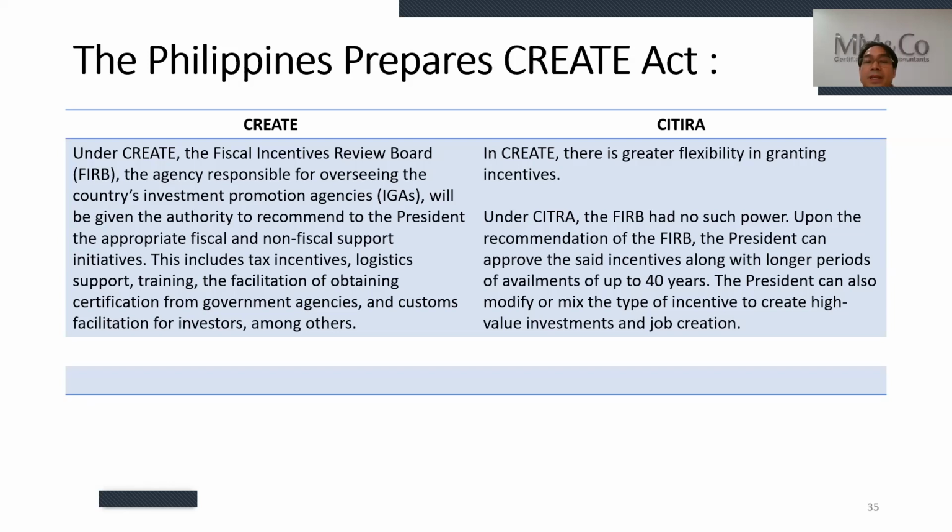And then in CREATE na lang din, kasi ayoko nang ilagay pa sa ibang slide, in CREATE, there is greater flexibility in granting incentives. Under the SITIRA, the FIRB had no such power. Yung kaninong nandito sa kaliwa natin. Okay, upon recommendation of the FIRB, the President can approve the incentives along with long periods of availment of up to 40 years. Can you imagine that?